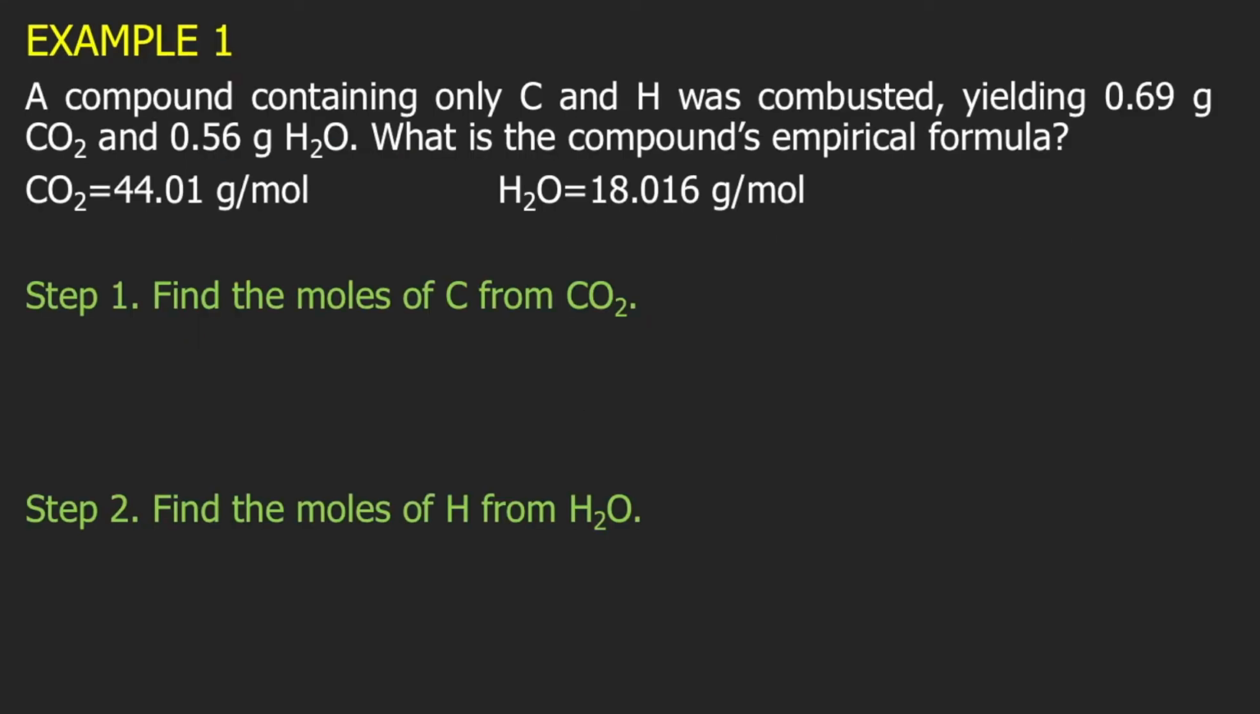Okay, let's start with example 1. A compound containing only C and H was combusted, yielding 0.69 grams of carbon dioxide and 0.56 grams of water. What is the compound's empirical formula? The molar masses of carbon dioxide and water are also provided in the problem. So let's solve this problem step by step.